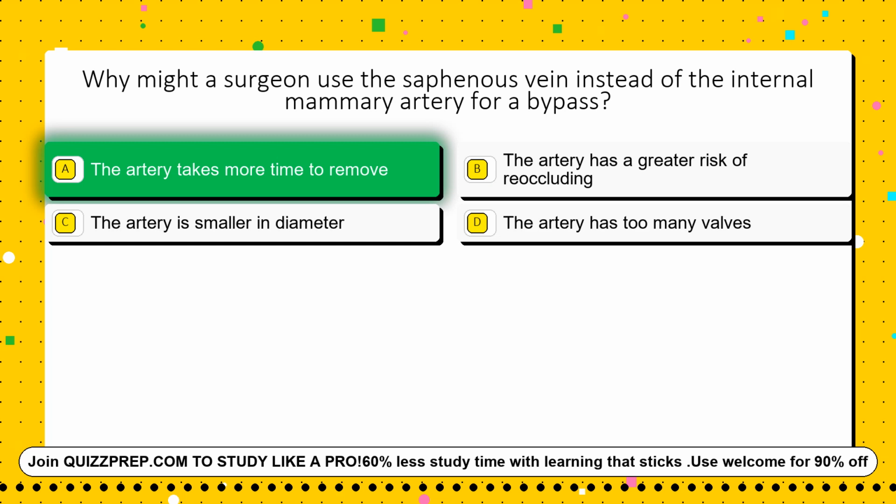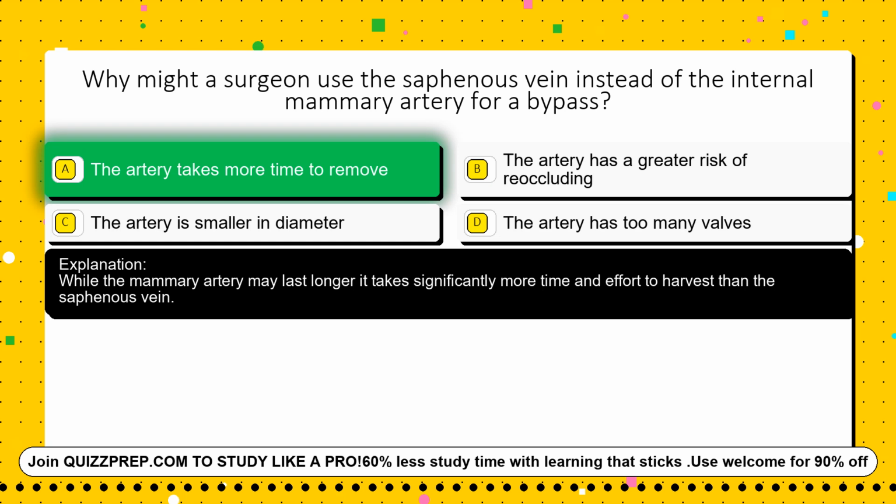The correct answer is option A. The artery takes more time to remove. While the mammary artery may last longer, it takes significantly more time and effort to harvest than the saphenous vein.